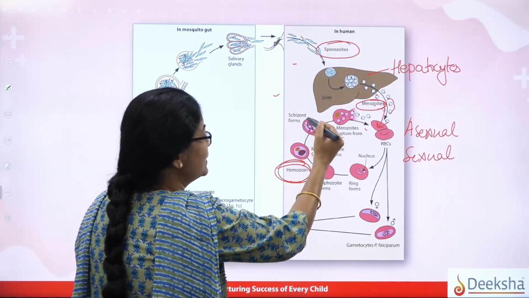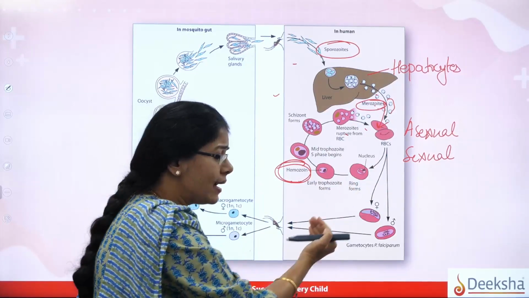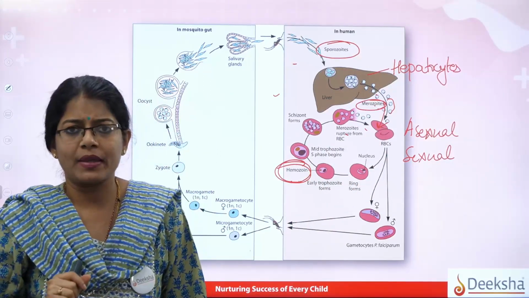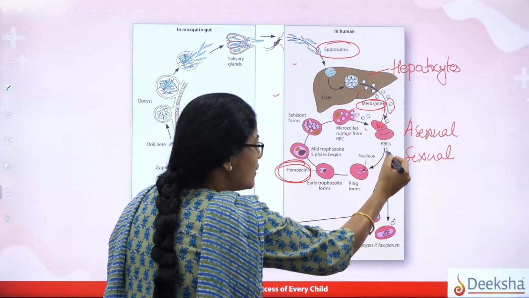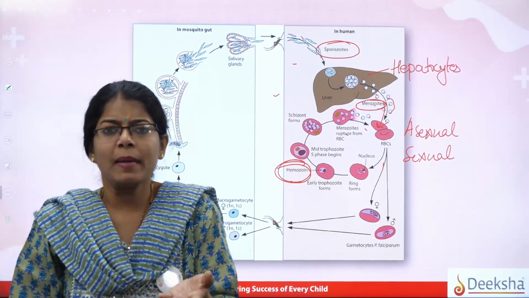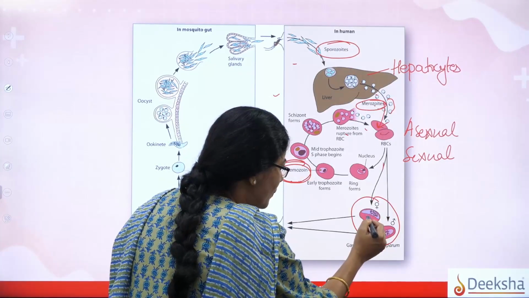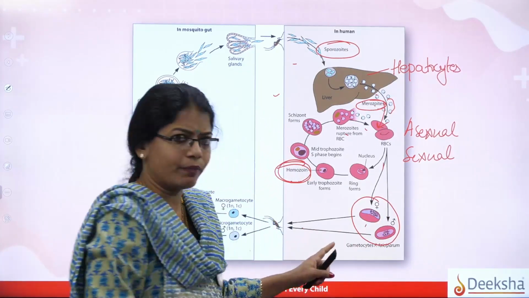Later, this life cycle continues in the asexual method, and there is one more sexual phase happening here. What is it going to be? Some of the merozoites then develop into the gametocytes, that is the male and female gametes. So once these male and female gametes are formed, they are now ready in the human, right?